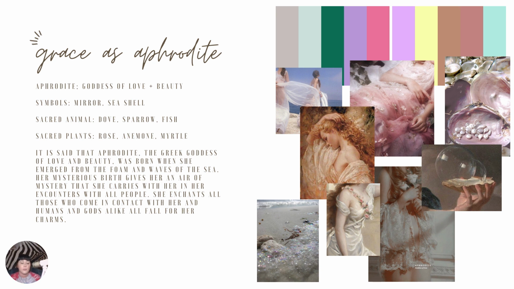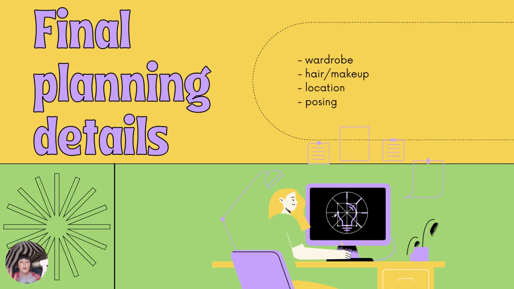And I really, really, really recommend making concept boards. It's so helpful and it's fun. I really like it. So now that we have our concept, we've brainstormed, we've made a plan for storytelling, we made our mood board, we just need to add in our final planning details. So make sure you think about your wardrobe, hair, makeup, location, and posing, okay?